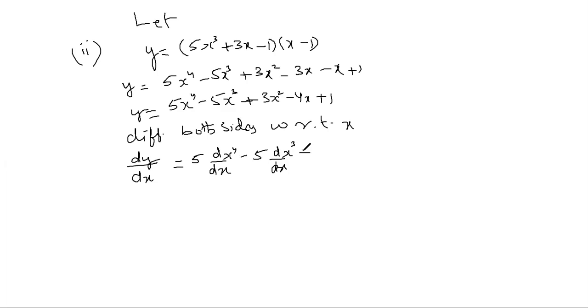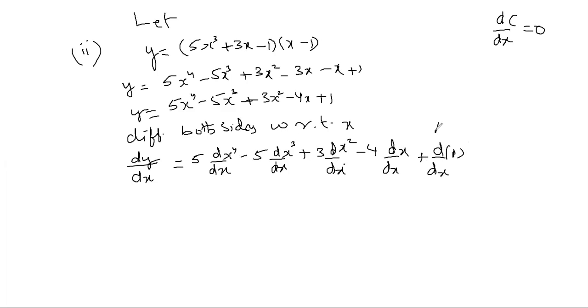x cube, plus 3 is common, d by dx of x square, minus 4 common, d by dx of x, that is 1, and plus d by dx of 1, that is 0, because the differential of any constant number is 0. There is only a constant number. I told you d by dx of any constant number is always 0. So this will be equal to 0.